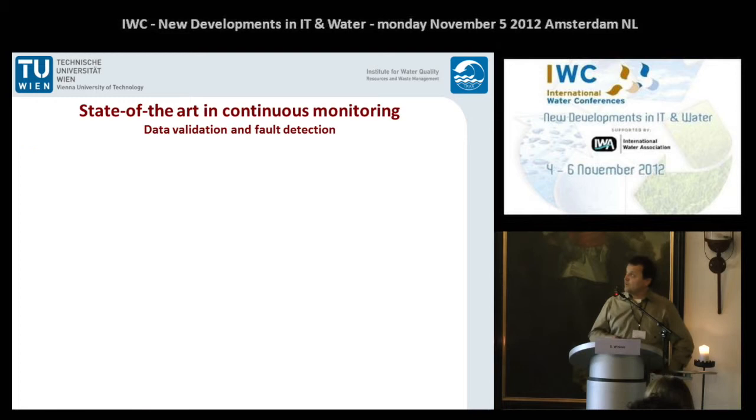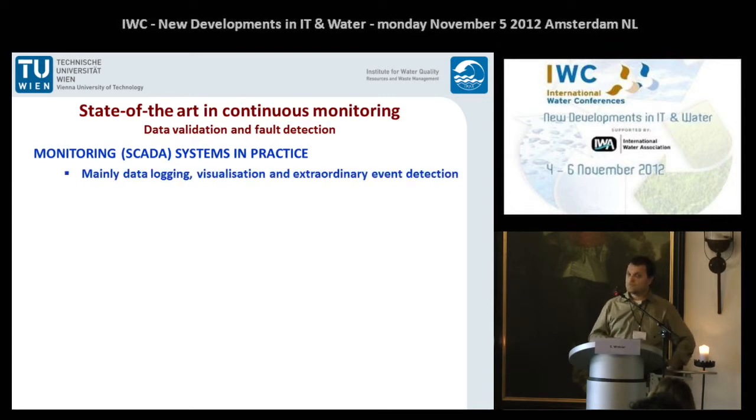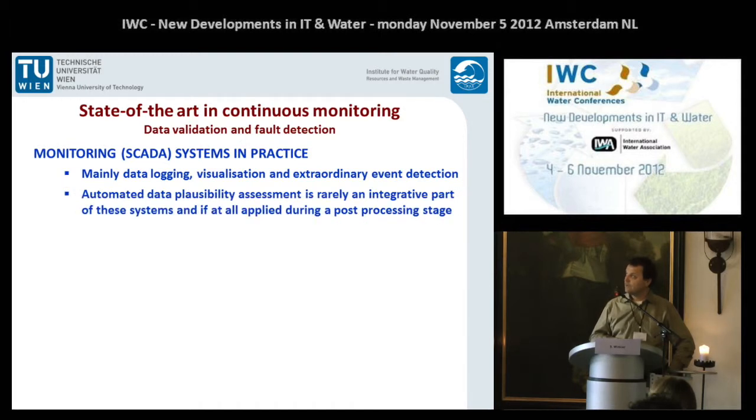If we look at the data use, how is this done? Usually in practice, most systems are just data collectors and also visualization, and if there are some specific, very extraordinary events, these are detected or displayed in a SCADA system. But really, data checking, plausibility checking is not really an integrative part, or it's only included in the post-processing stage. So the data are collected and then with a quite significant delay they're analyzed and then they are looked for errors.